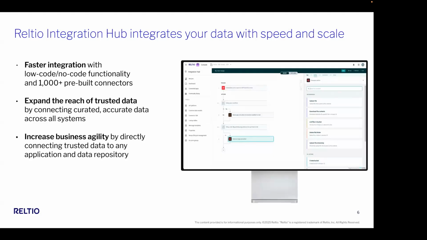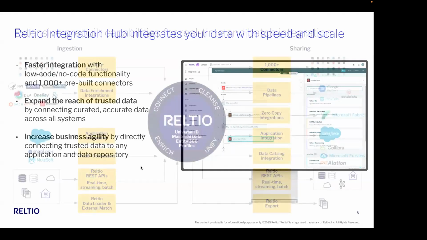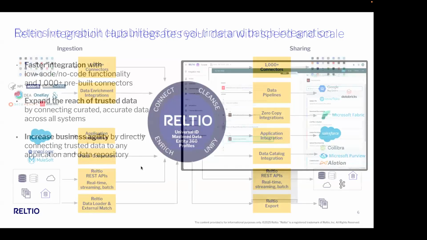The user-friendly interface lets business and IT users alike automate with confidence, while enterprise-grade security ensures that data is protected at every step, at rest and in motion, with end-to-end encryption, key rotations, and retention controls. So in a nutshell, all of this means faster integration, broader data reach, and simplified architecture.